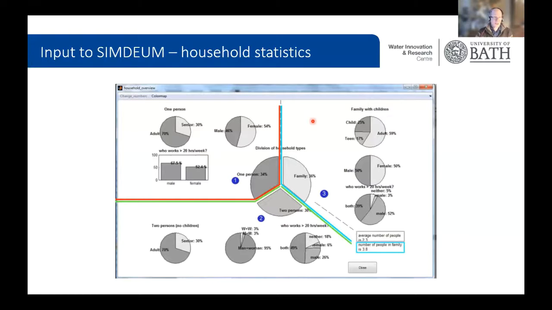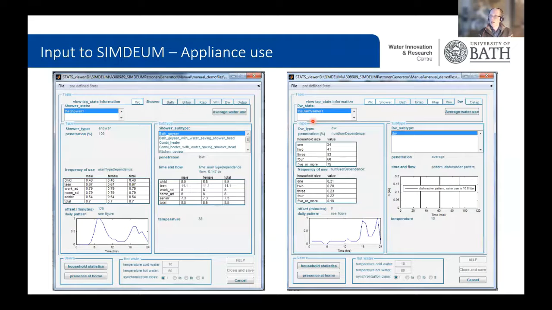With all these statistics, and of course the statistics can be optimized to the area you're working with. These are the standard statistics I show here on the screen, which are used by SimDiem, but as said, you can modify that and update that to more accurate data if you are working for a specific target area for your modeling. And then there are the so-called stats files, where we can give the information about the different appliances.